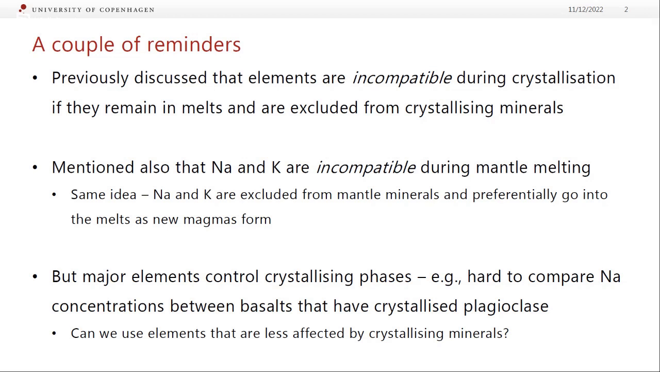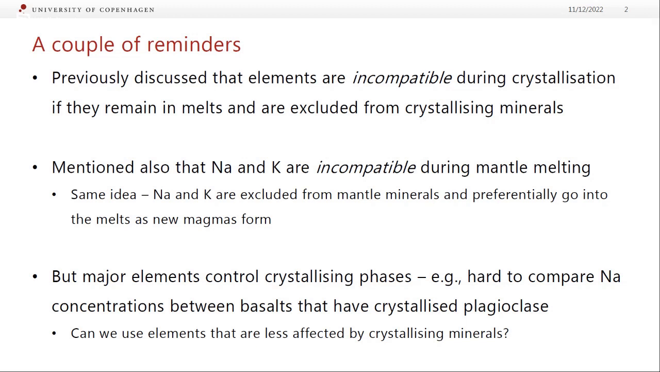So, yeah. We had talked about in previous lectures that certain elements can be incompatible during crystallization, and we talked about this bit in the practical, where olivine takes in magnesium first, preferentially compared to iron, and then your melt gets more iron-rich, right? So if an element is excluded from a crystallizing mineral, we call it incompatible.